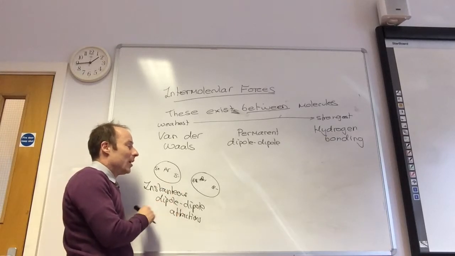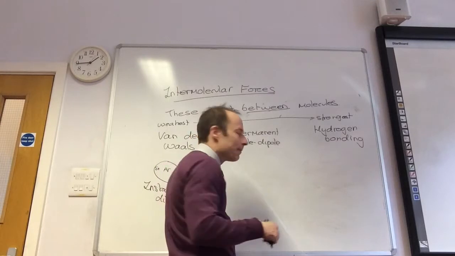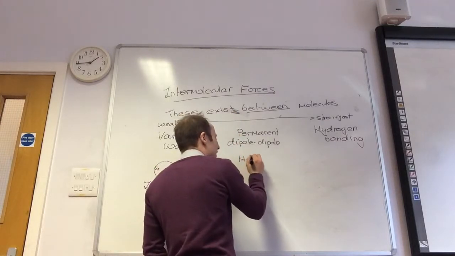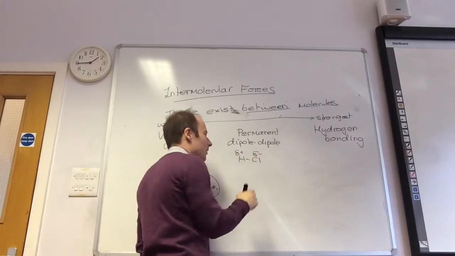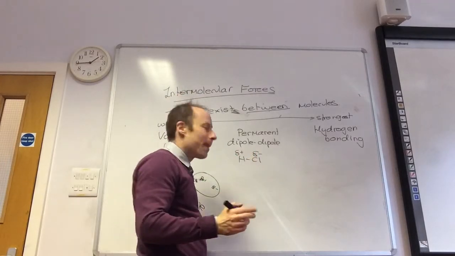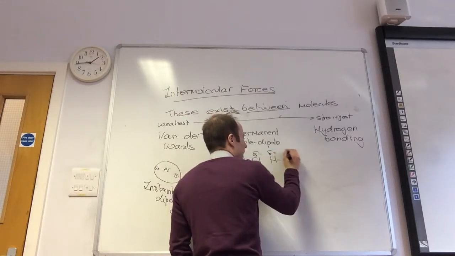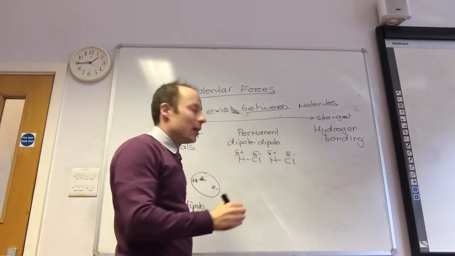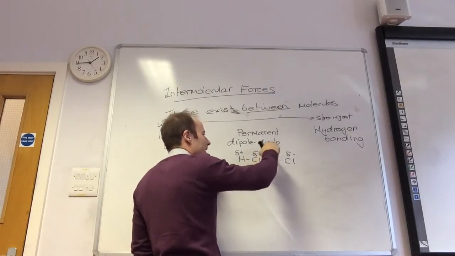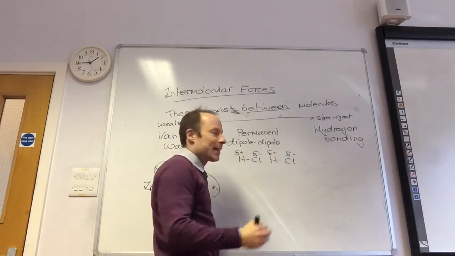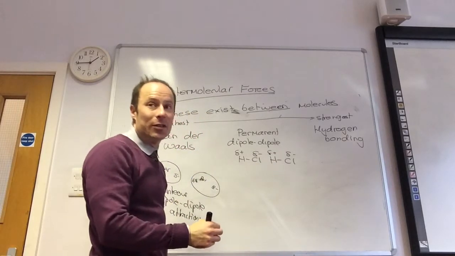Very, very weak. Permanent dipole, that's when we look at our electronegativity. So if I've got, say, HCl, it's got a permanent dipole. So another HCl next to him is going to line up like so. So I've got a permanent attraction between those two. He's always delta negative, he is always delta plus. That's a permanent dipole-dipole attraction that occurs.